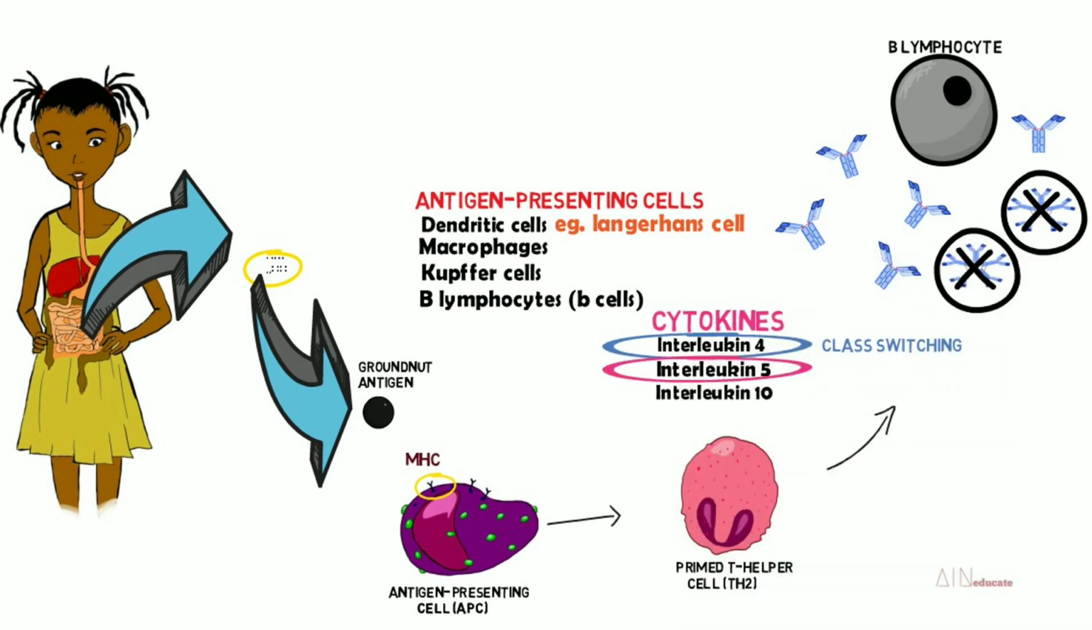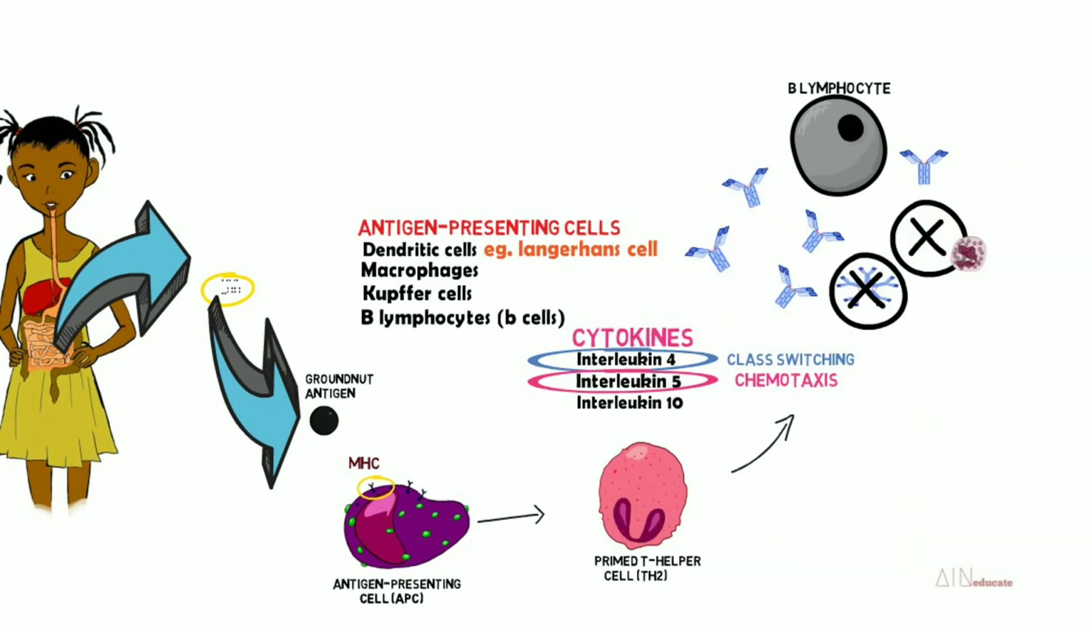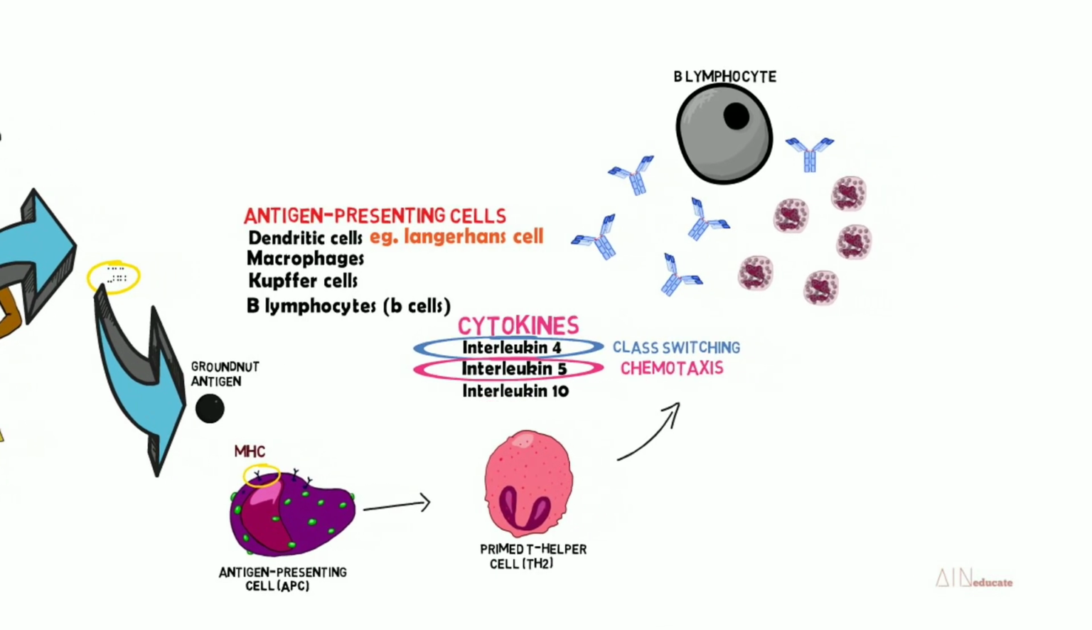Interleukin-5 from the T helper cell initiates a chemotactic effect on eosinophils, drawing them to the site of the inflammation and causing them to degranulate in an attempt to release inflammatory mediators which may hopefully destroy the invading particle, though nearby host cells may also be affected.